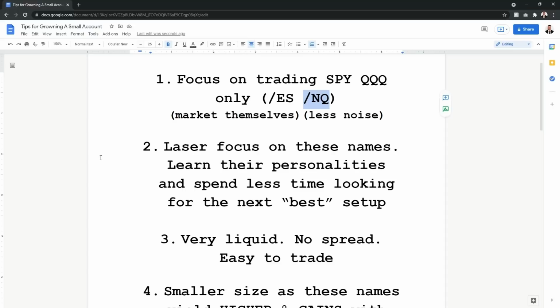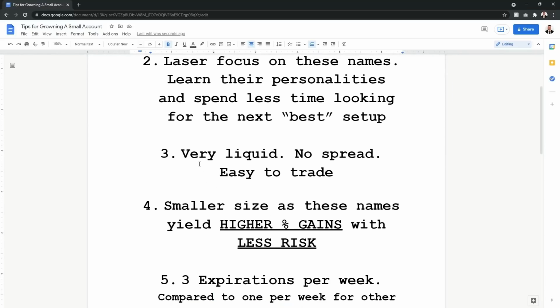And this lets me spend less time looking for the next best setup because I know these names will either have an A+ setup, or when they don't have an A+ setup, I sit sidelined and wait for the next best opportunity. These names are also very, very liquid. They're the markets themselves. There's basically no spread. It's very tight, so you can market order in no problem. It's very easy to trade, and they're the markets, so they're going to be very liquid.